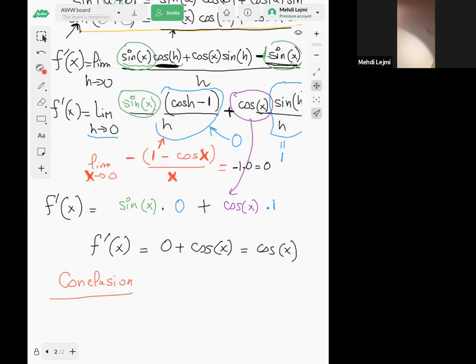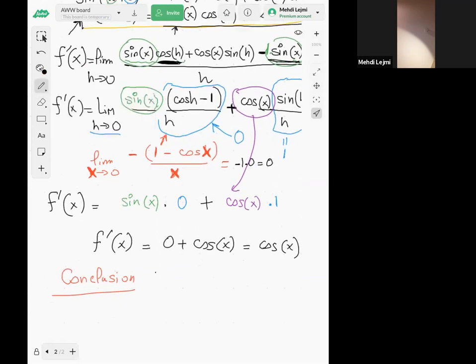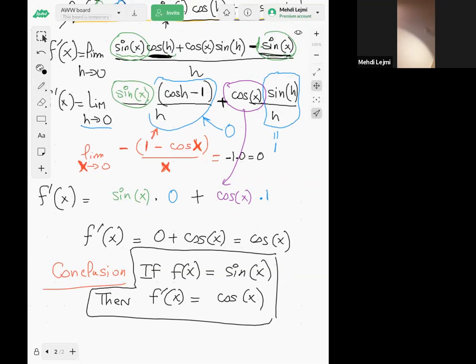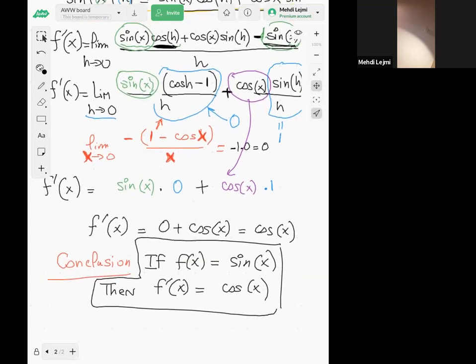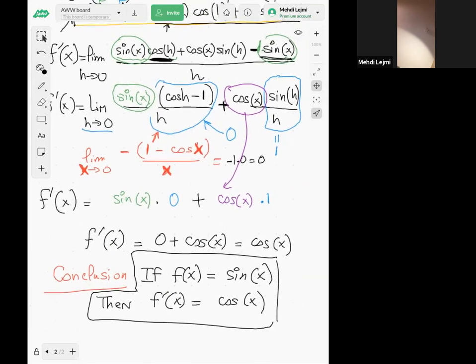So if f of x is sine of x, then the derivative f prime of x is equal to cosine of x. All right. So again, guys, all you need to know, of course, is that the derivative of sine is cosine. But this is the proof, this is how we prove that the derivative of sine is cosine, right?